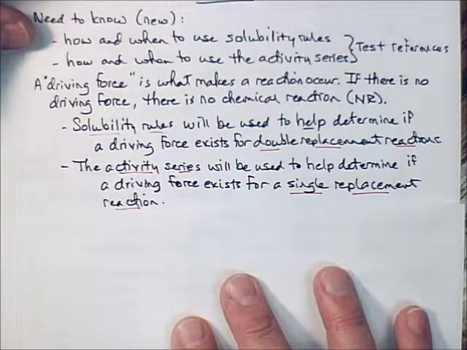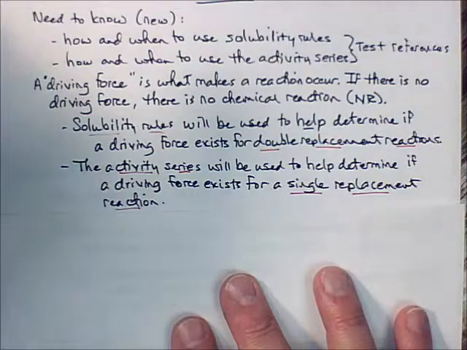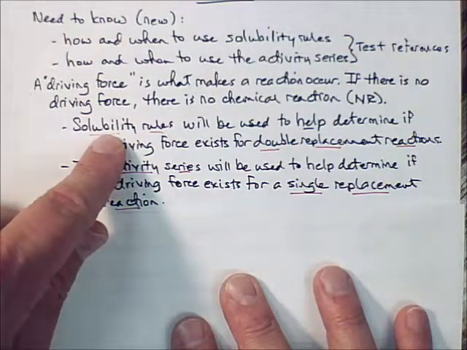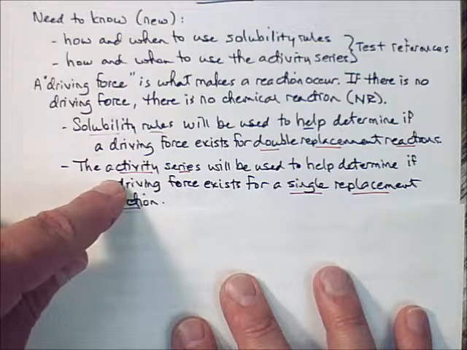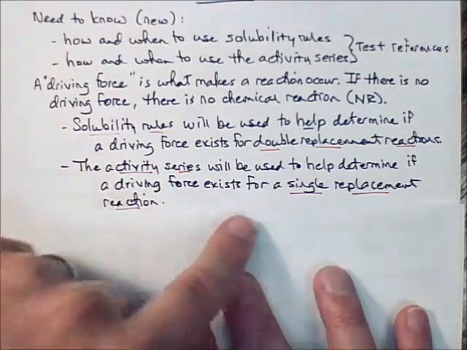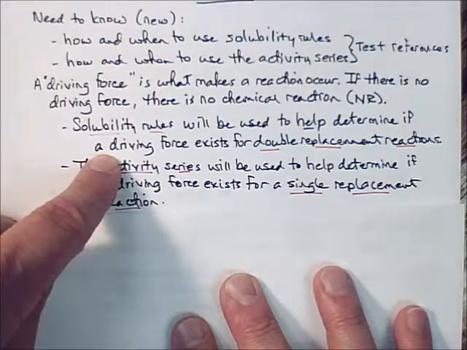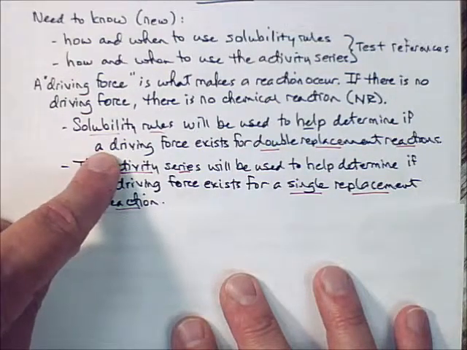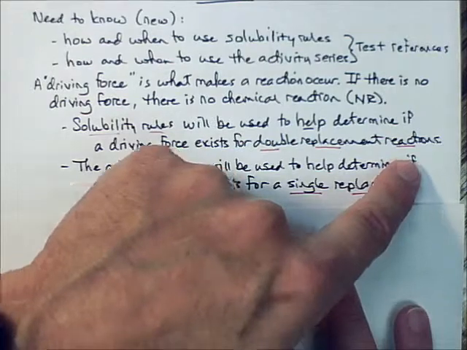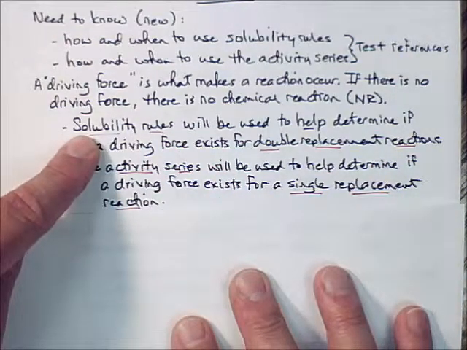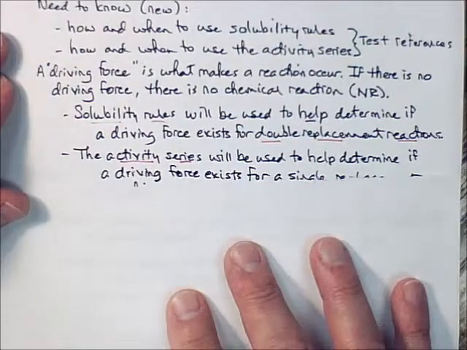We learned to classify reactions yesterday in this class, and once we can classify them, then we can learn whether we're going to use the solubility rules or the activity series for determining if there's a driving force. One thing about solubility rules, though: you also use those when you have single replacement reactions, but they're not used to determine if there's a driving force. Solubility rules are used for determining if there's a driving force for double replacement reactions. In single replacement reactions, they're still used to see if something is going to be dissolved in water or not.